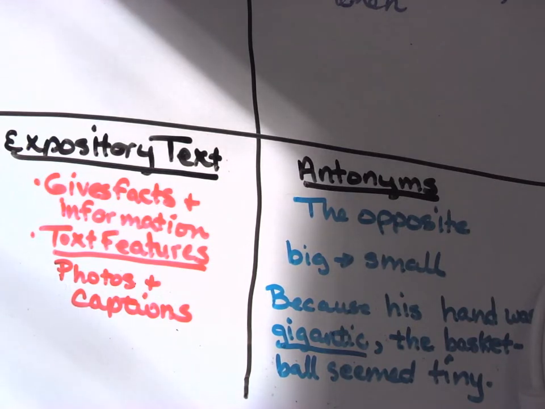So the photo is there not just to look cool, but it's there to give us more information. And then that caption can also help me to understand more information as well by reading that caption. It's going to give us more information about it. Both of those are helpful for an expository text. In fact, most expository texts will have photographs to help you to understand it better.